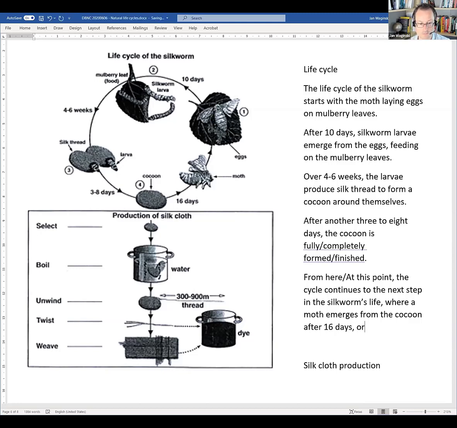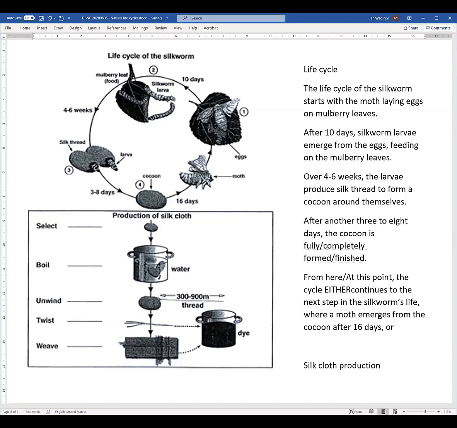Or what happens? The cycle, okay, let's do it like this. We cannot say at the same time. No, I mean after 16 days, at the same time, the cocoon is also boiled. Well, if the cocoon is boiled, then there's going to be no moth. No, I mean after the moth emerges, at the same time, the cocoon is formed.